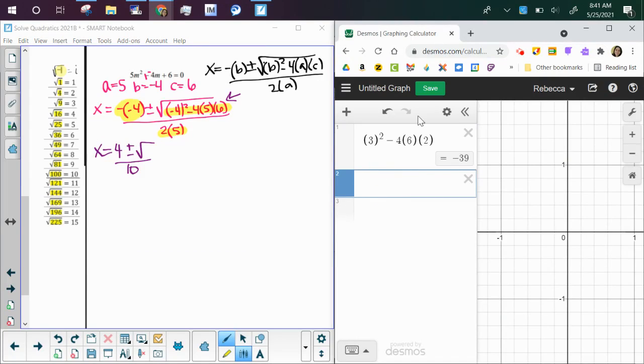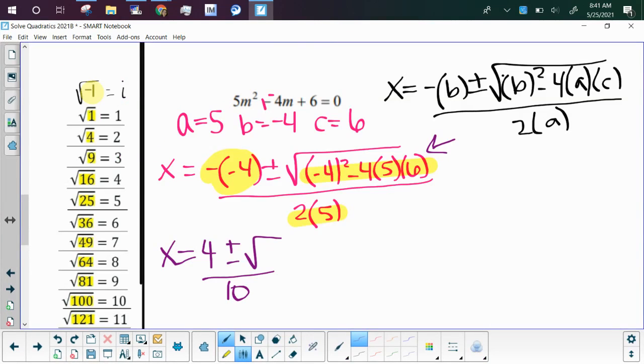So I've got -4 squared minus 4 times 5 times 6. So I've got -104. So remember, I'm going to take it off to the side, square root of -104, and I'm going to see what perfect square fits into it.